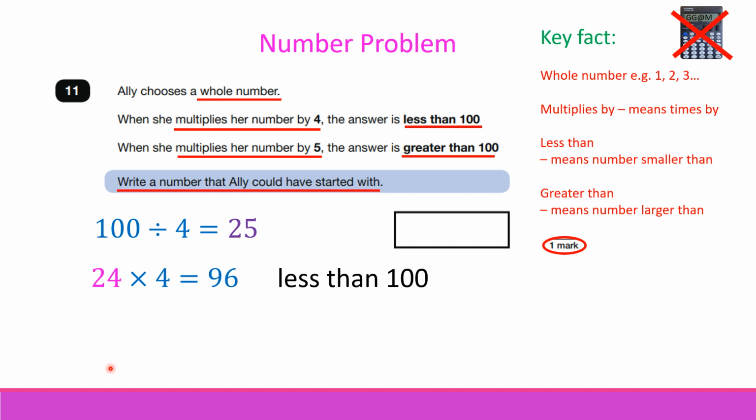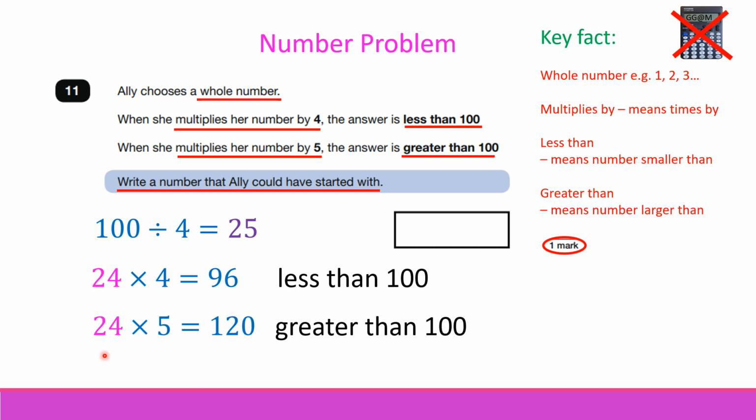I'm now going to try and times this same number 24 by 5. So I've got to do 24 times by 5 and see if this is greater than 100. Now to multiply by 5 easily in your head, the easiest way to do it is to multiply by 10 and half, because 10 divided by 2 is 5. So if I multiply 24 by 10 by adding a 0 on the end, gives me 240. Half 240 gives me 120.